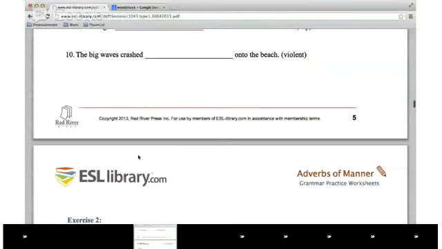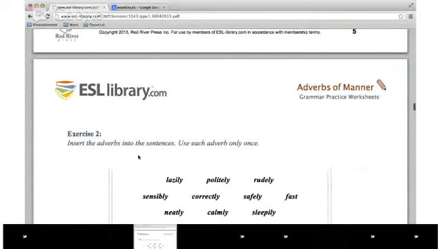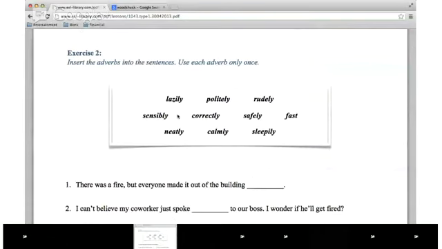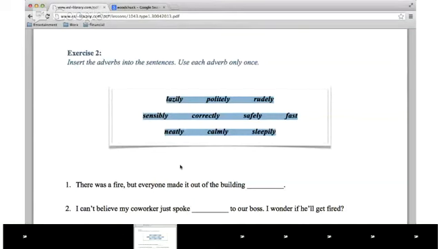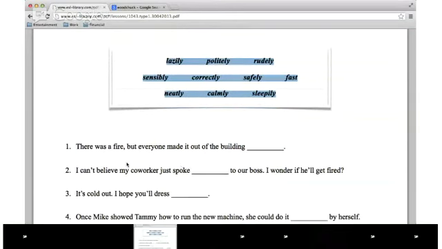Let's skip down to exercise number 2. Here we need to select the correct adverb to fill in the blanks. All right, Ahmed, let me have you read number 1 and fill in the blank, please. Okay, I want to ask you a question, please. Sure. What's your question? Are the exceptions just with good, hard, and fast?